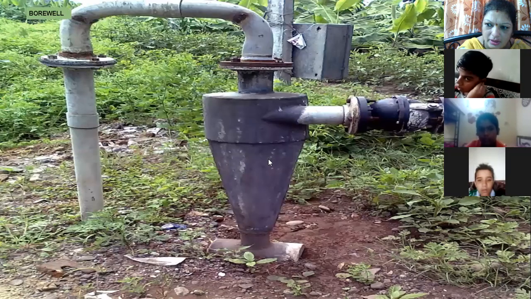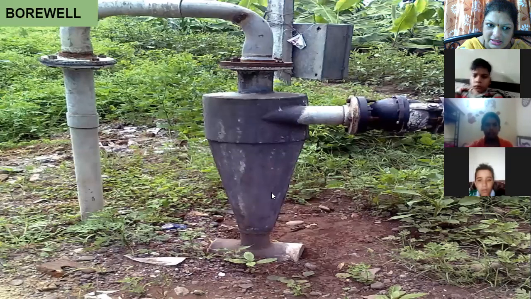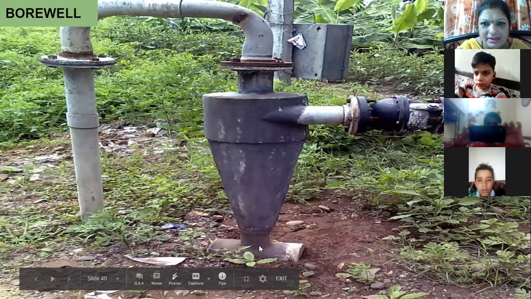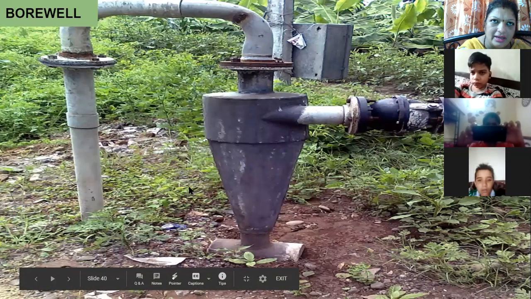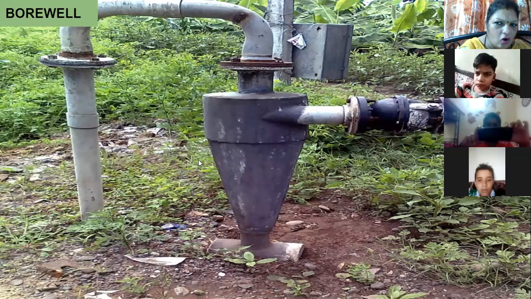Now this is a bore well. This is a bore well which is dug into the soil. Again, why this bore well? So that you get water. So wells and bore wells, all these are the different sources from where we get the water.